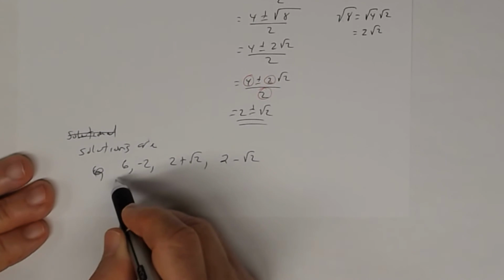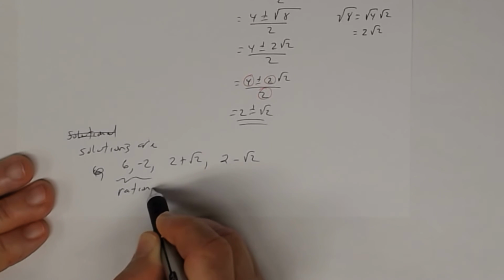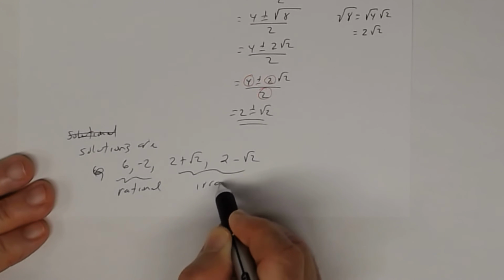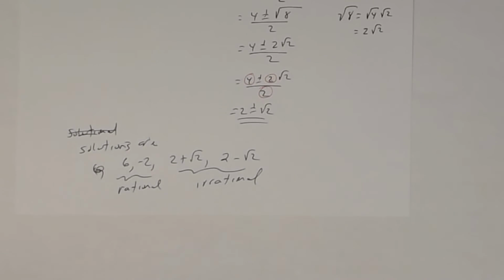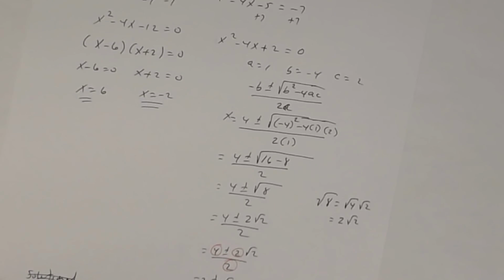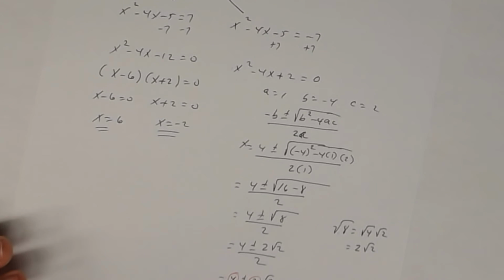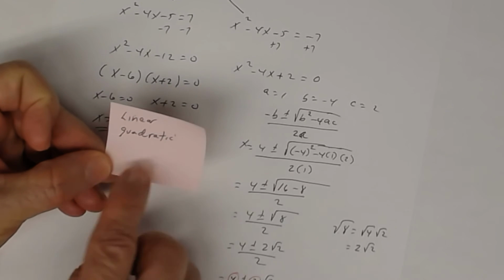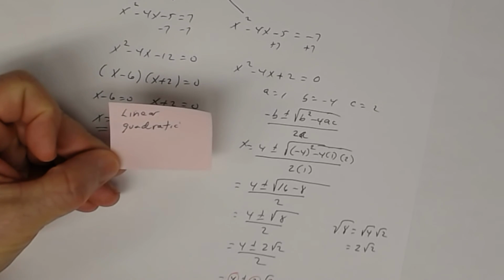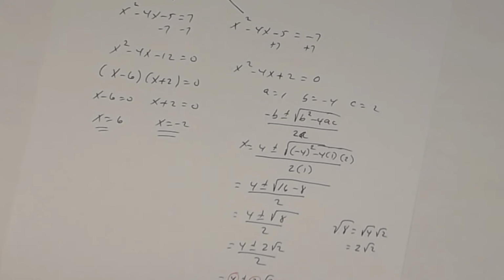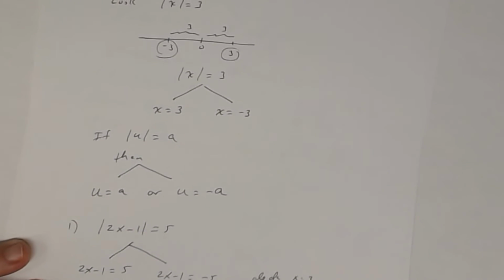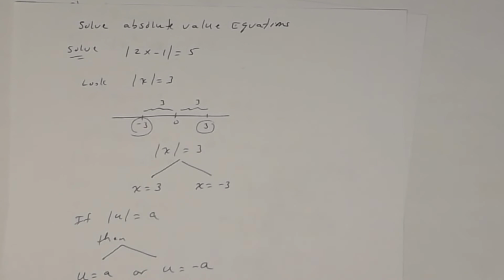These are rational, and these 2 are irrational. Okay, just to remind you of some terminology from previous lessons or from previous courses. Okay, so I think that should help you with solving absolute value equations that involved linear expressions and quadratic expressions. All right, so that is going to be the end of this lesson on solving absolute value equations.